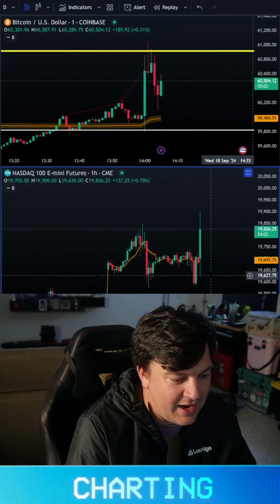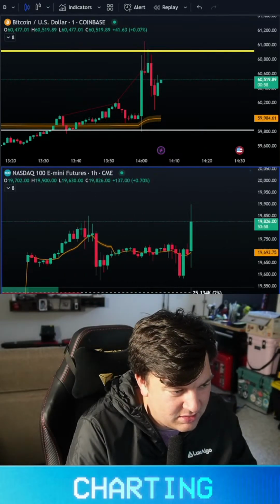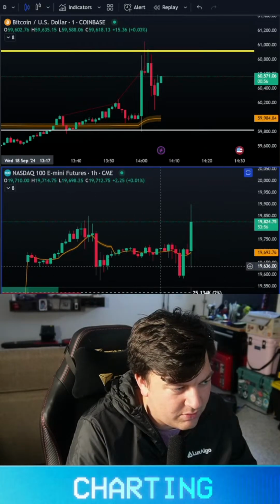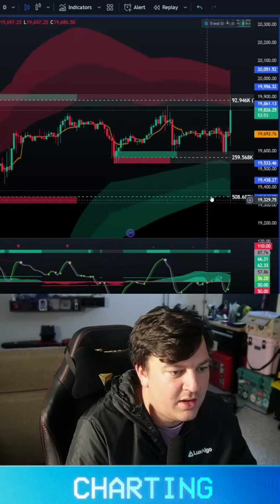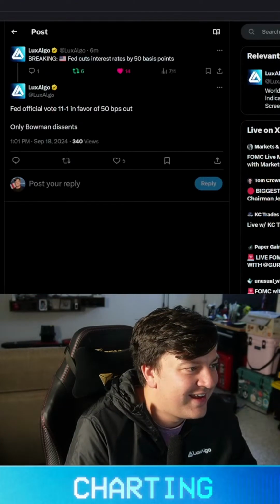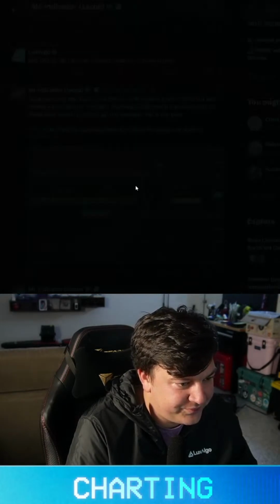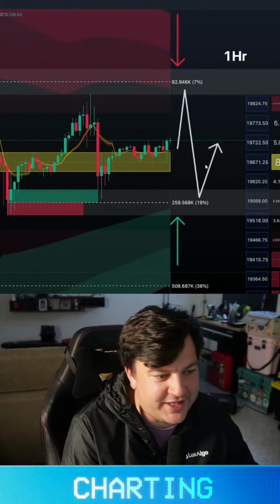If you guys again are following, why isn't this loading the data? Why is it only loading on this chart? Weird. All right, here's the 1 hour zone I was watching. And if you look at this today, this was the chart I posted earlier today on the NASDAQ.